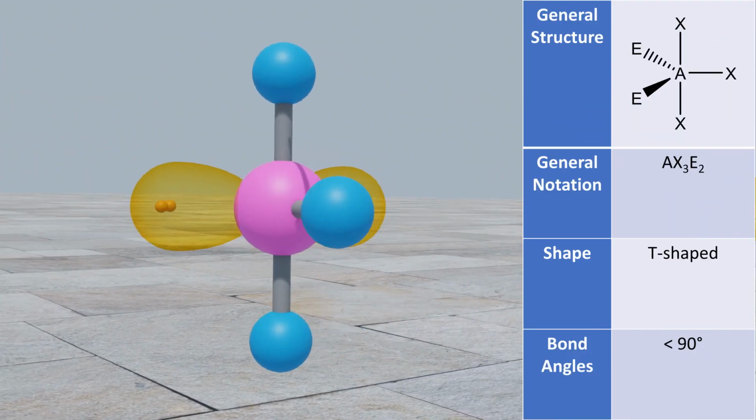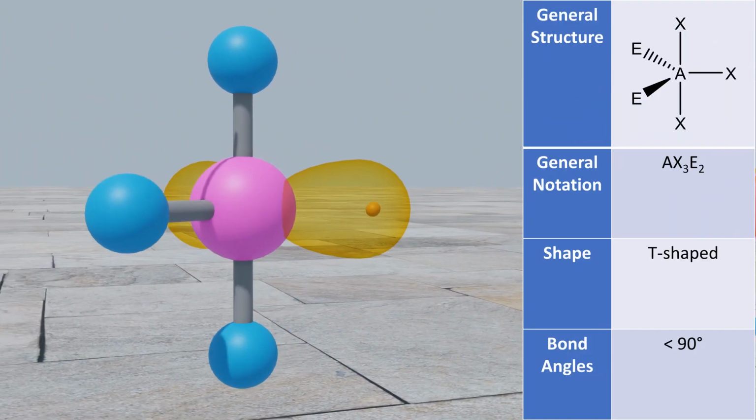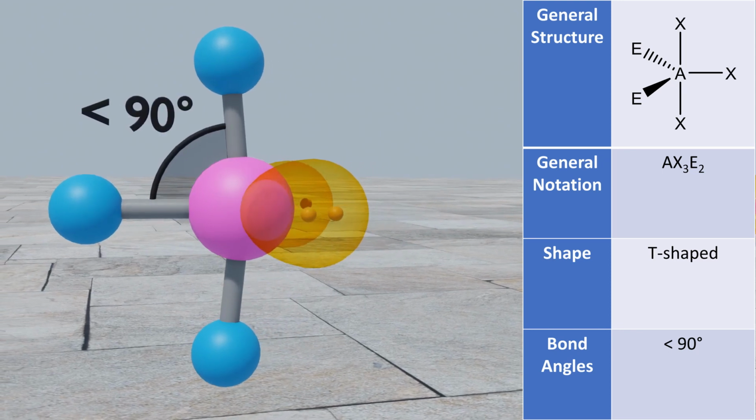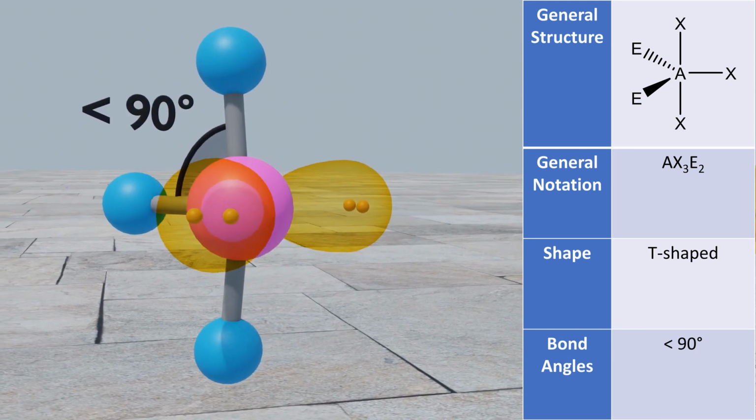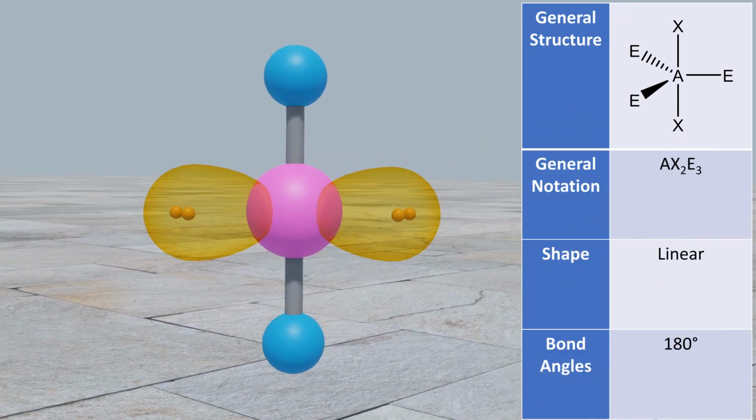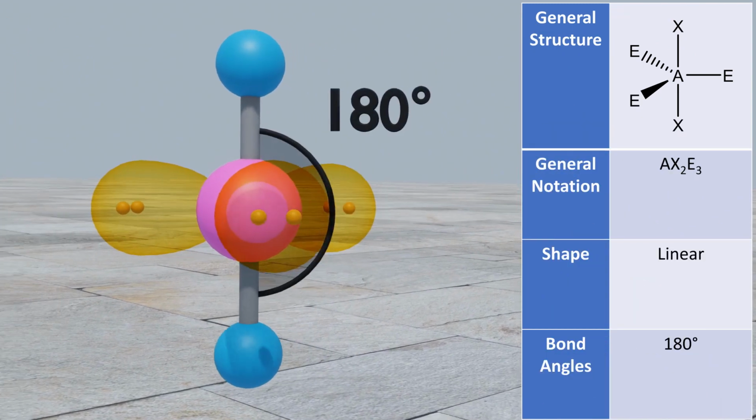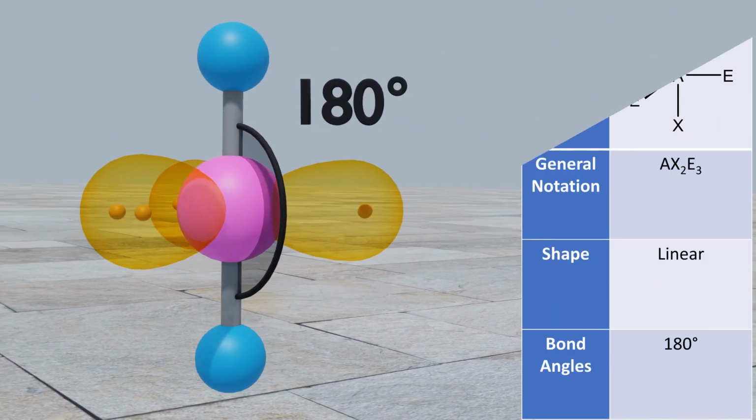If 2 of the electron groups are lone pairs, they will occupy equatorial positions. The shape is T-shaped since it looks like the letter T. If we have 3 non-bonding pairs, then they occupy all the equatorial positions and the shape is linear.